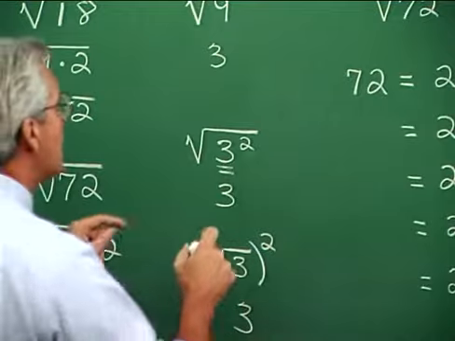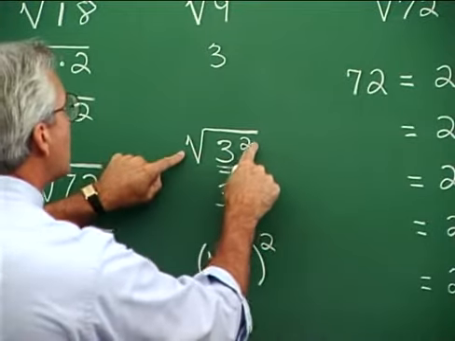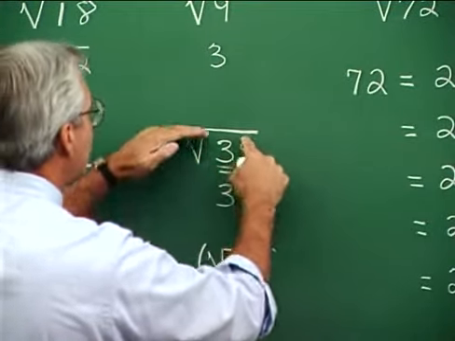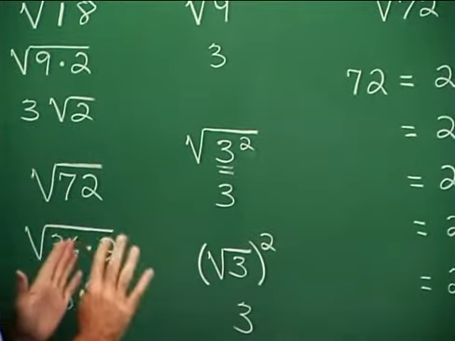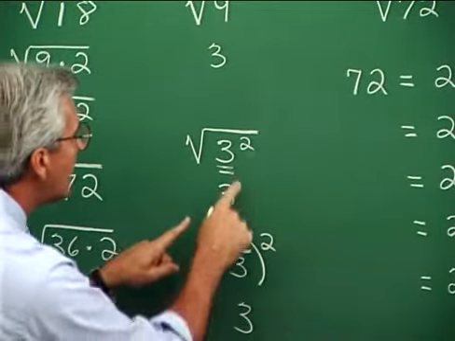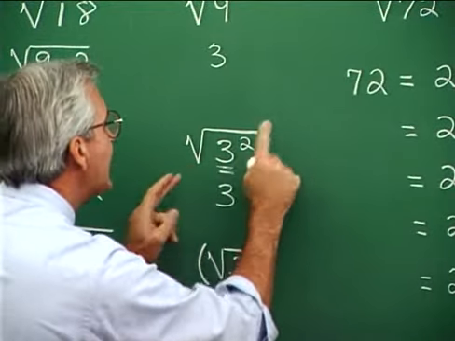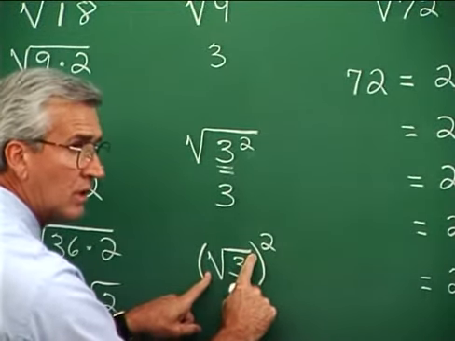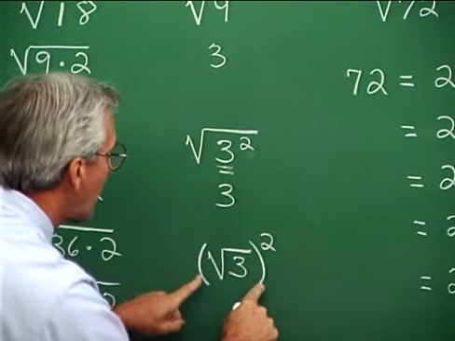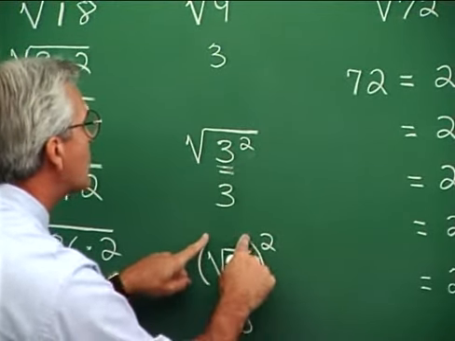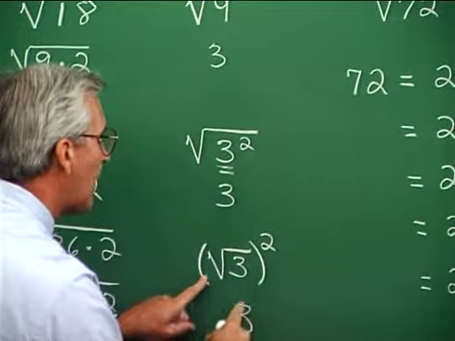Now, do understand this: the square root of 3 squared, and 3 squared is 9, is why this works so nicely. But it's also the case that if we take this squared symbol, this exponent, and put it outside of the square root symbol, this is the square root of 3. And when we square the square root of 3, we also get 3.